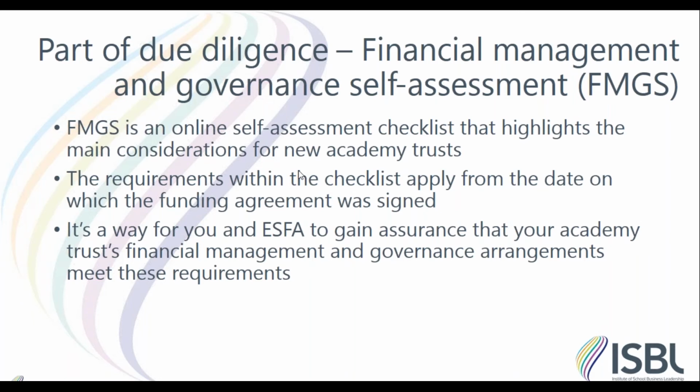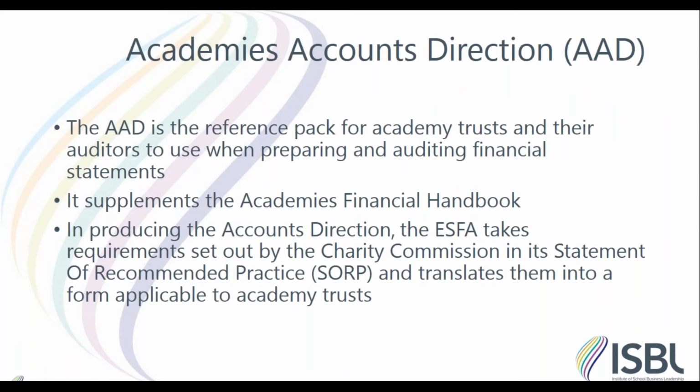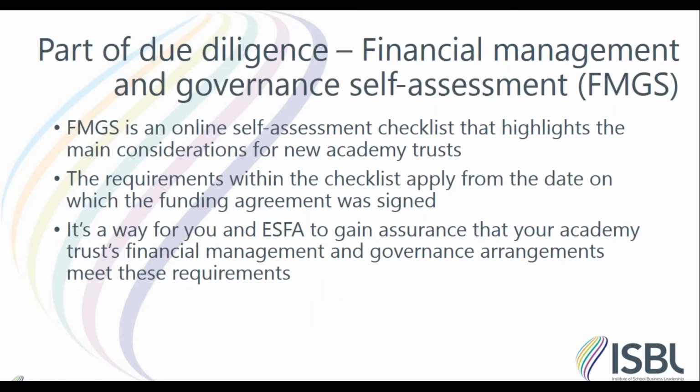And it's interesting, actually, the regulations, the guidance suggests that you should have done it within 6 months of having converted, but I would suggest that you do it far sooner. And if you haven't done it already, it's just a good checklist in terms of having a look at your own financial health. So there's a link later on in this presentation to the DfE website, where you can download the checklist. The financial management and governance self-assessment process, it's an online checklist that highlights the main considerations for new academy trusts, but as I say, actually useful for existing trusts as well.